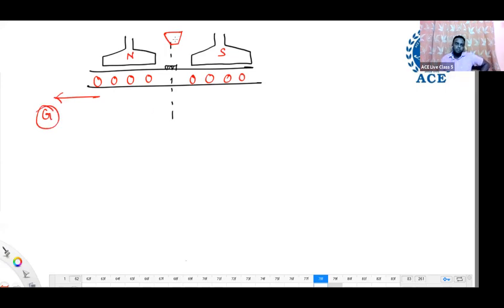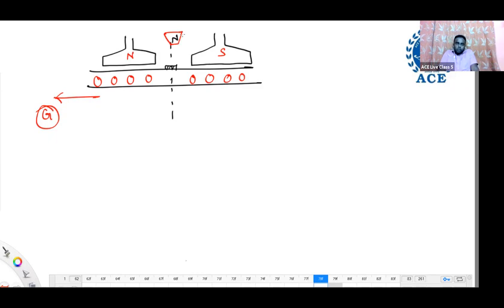Is it North Pole or South Pole? Previously you said it easily. Now answer this. Some of you say North, some of you say South. Now here there is ambiguity, and all of you are confused. This polarity is North. This is a North Pole.